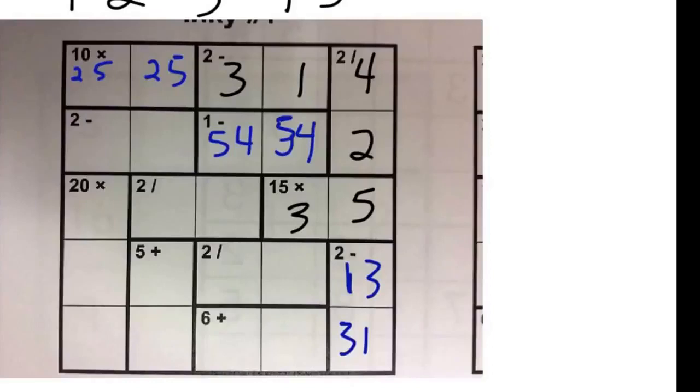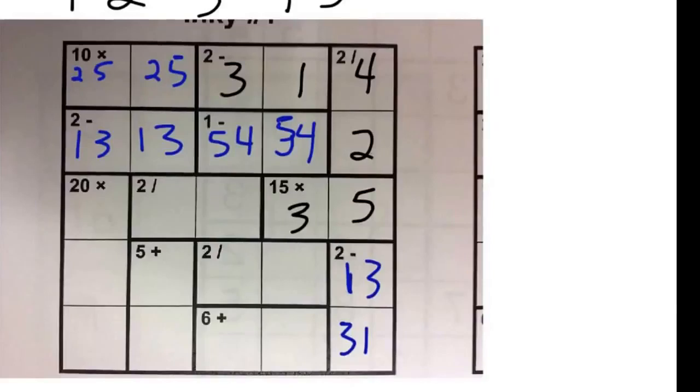Okay, and then same thing. We know that those have to be a 5 and 4. The other boxes then have to be a 1 and a 3, and they've got to subtract to give you 2, so that works. 3 minus 1 is 2. And just keep on going like that.